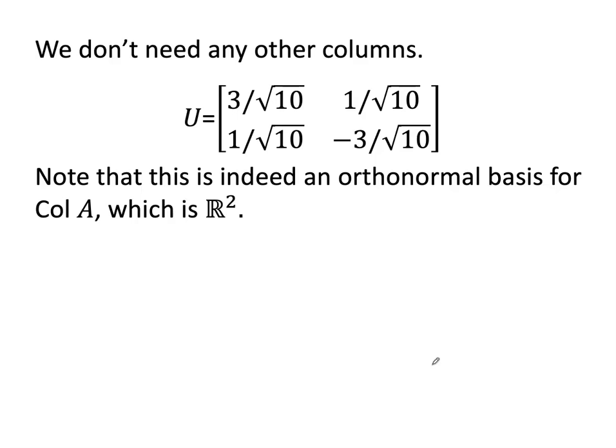We don't need any other columns because, again, r is the same as m in this case. So this is our matrix U: 3 over root 10, 1 over root 10, 1 over root 10, negative 3 over root 10. Note that this is indeed an orthonormal basis for the column space of A, which is R2.